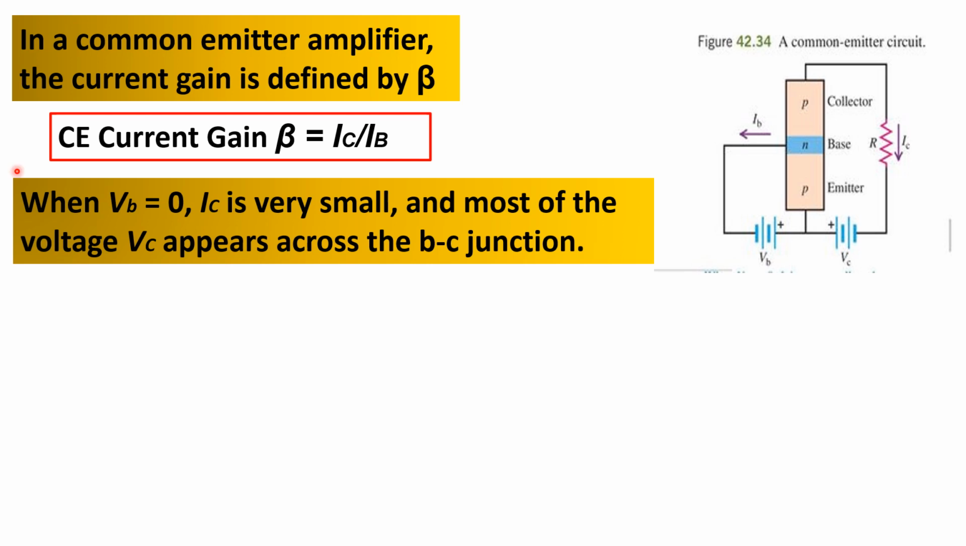So, supposing that the voltage along the input voltage supply is zero, meaning there is no voltage yet here, right? The current IC is very small, all right? So most of the voltage VC appears across the base collector junction. Okay.